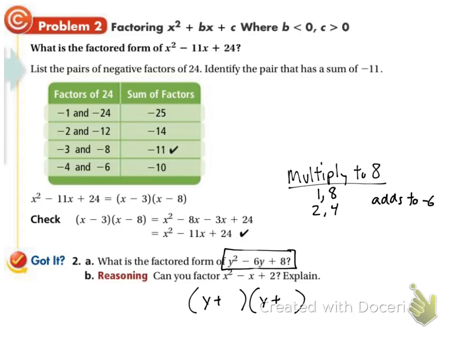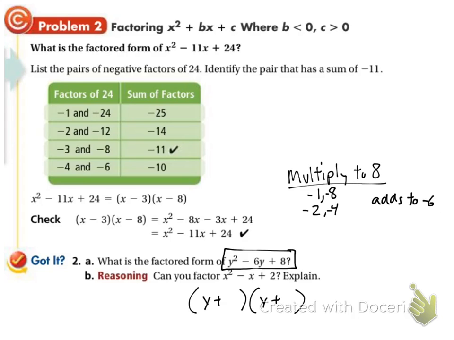So that's it. None of those right now adds to negative 6. You can't get a negative number by adding two positive numbers. So here's the deal. We need to go back and change these. Because yes, we need to multiply to a positive 8, and a positive times a positive is a positive. The other way we can get a positive number is doing a negative times a negative. So I'm going to go back and make all of these numbers negative.